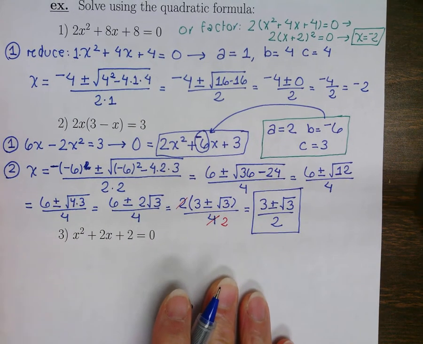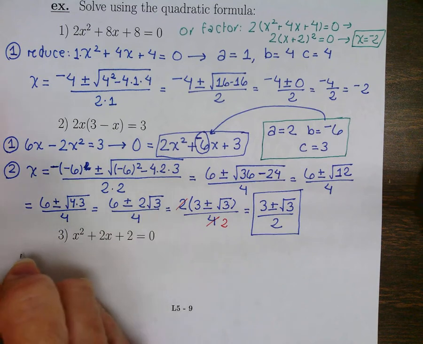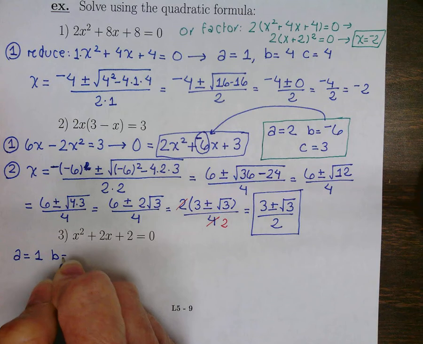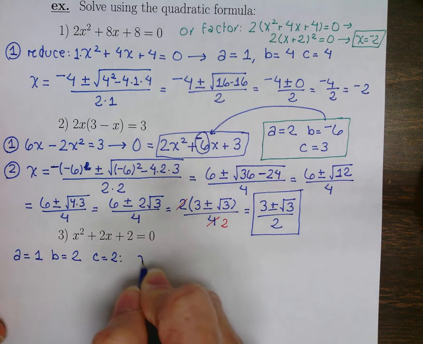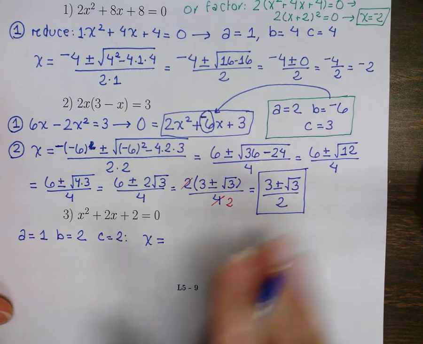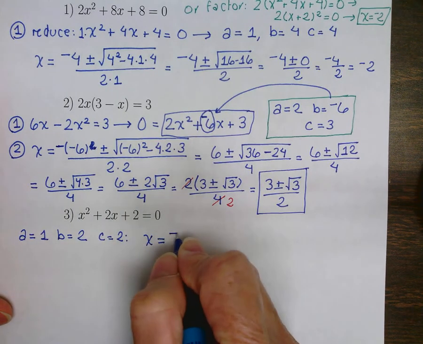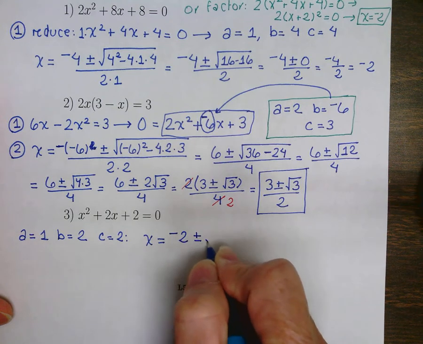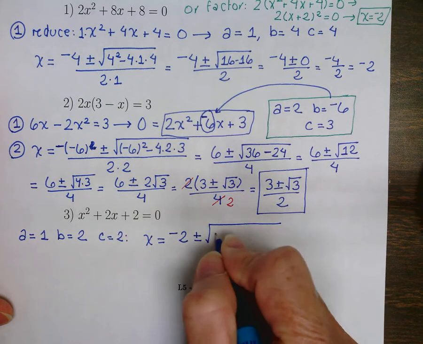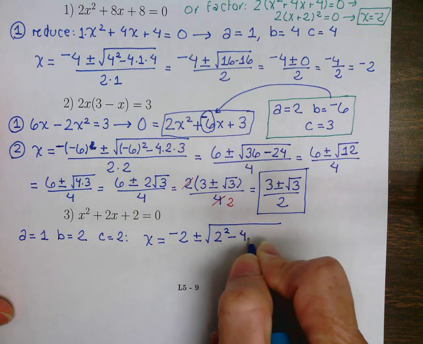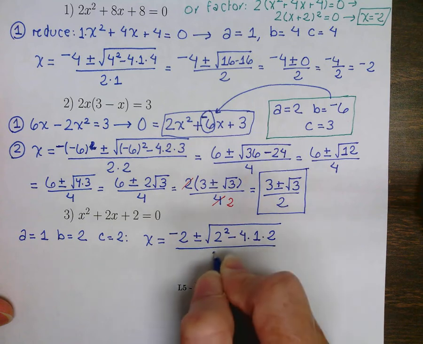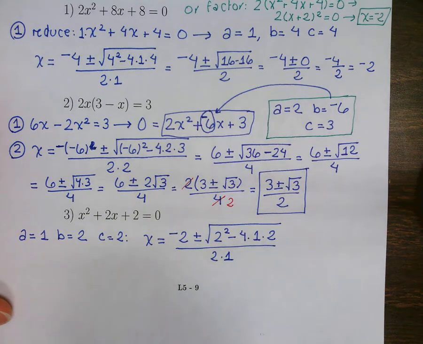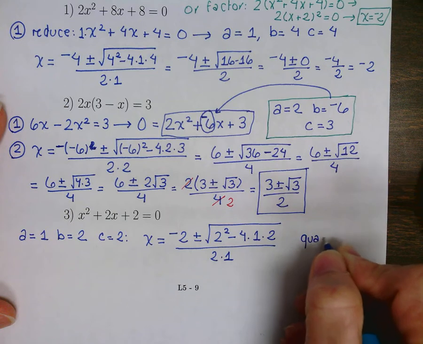Okay? All right, what about the third term? It's already in the right form, so I can just look at A as being 1, B is 2, and C is 2. So by the quadratic formula, x equals what? The opposite of B, let's get it straight this time, minus 2, plus or minus the square root of B squared minus 4 times A times C, all over 2 times A. Okay, that's the quadratic formula.